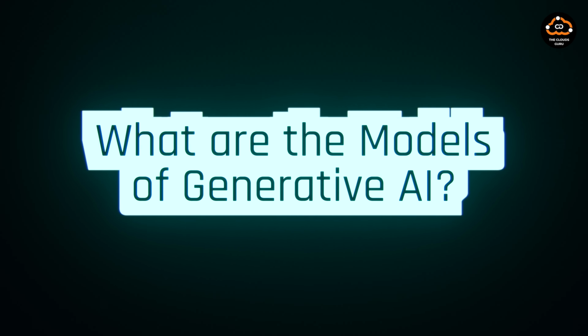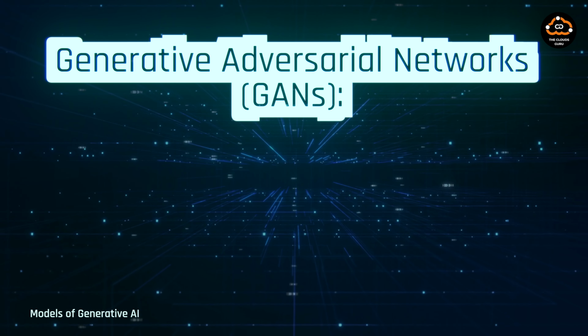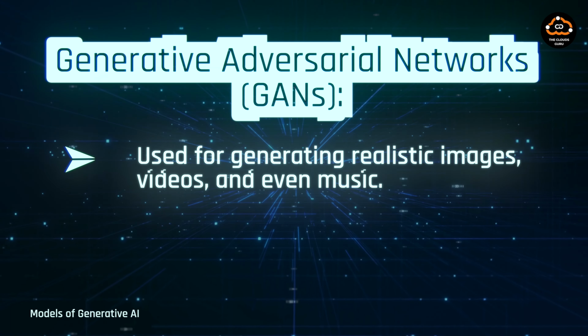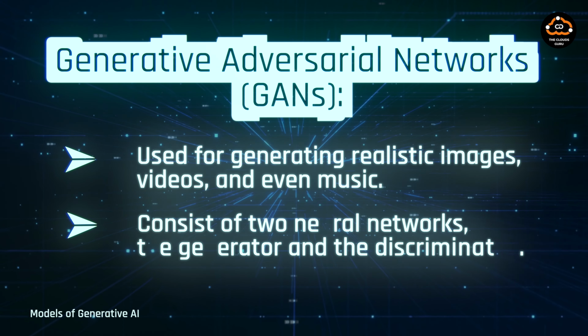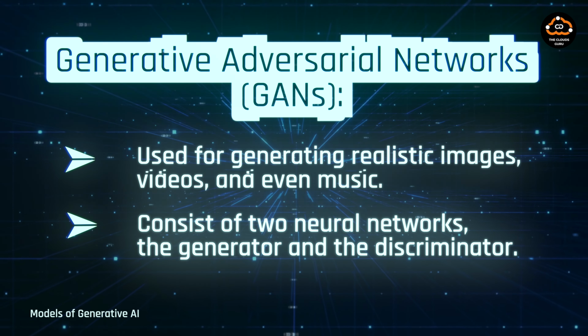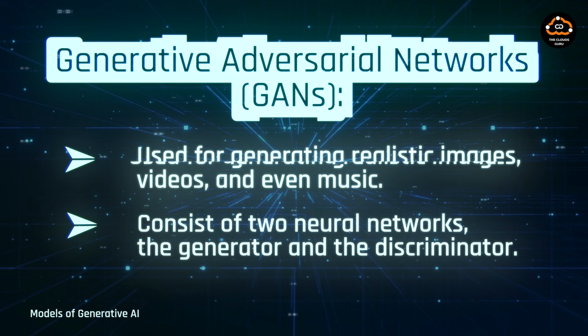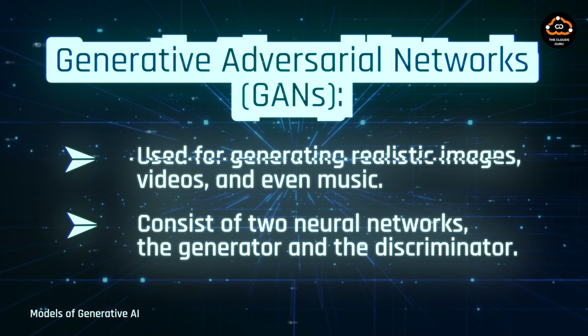What are the models of generative AI? Generative adversarial networks, GANs, are widely used for generating realistic images, videos, and even music. They consist of two neural networks, the generator and the discriminator, which compete with each other to improve the quality of generated data.